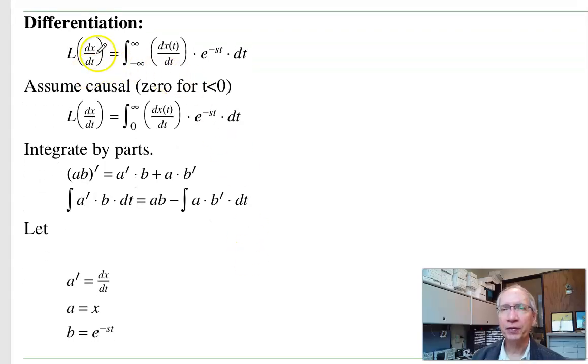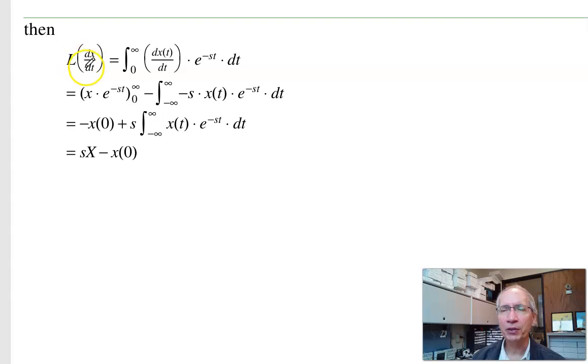Differentiation. If I take the derivative of x, the Laplace transform of the derivative would be the integral of the derivative of x times e to the minus st. Assuming I'm causal, meaning x of t is 0 for time less than 0, it just goes 0 to infinity. Now do integration by parts. I have the derivative of ab, that's a prime b plus ab prime. So the integral of a prime b is ab minus the integral of ab prime. So for this guy right here, let a prime be dx dt, meaning a is x. Let b be e to the minus st.